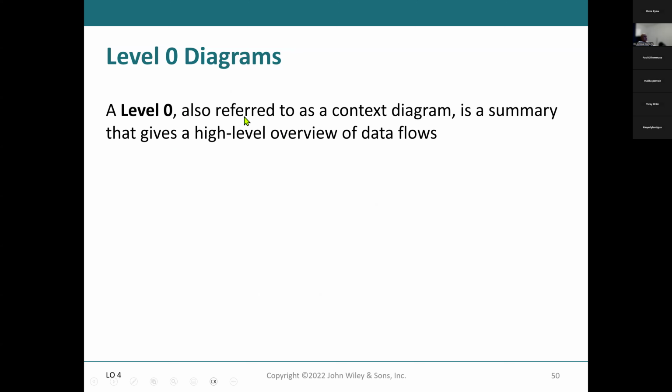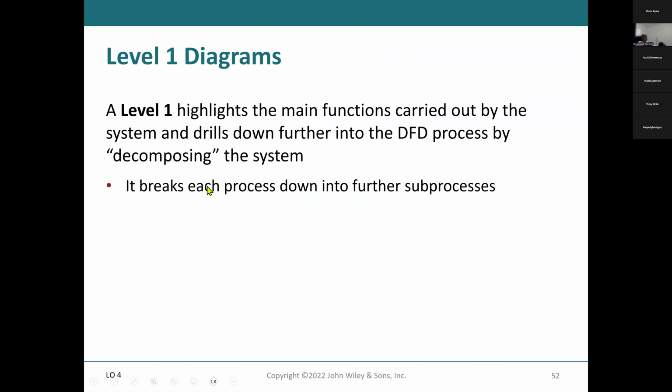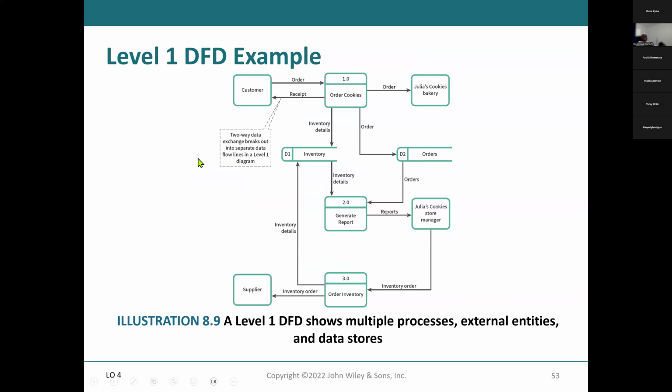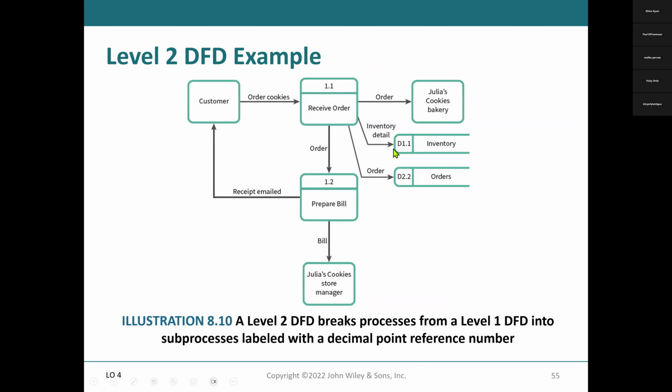So a level 0 refers to a context that is a summary at the highest level. So level 0, data flow diagram at a high level or at a broad level. Level 1 gives a few more details, decomposes it, and you can see an example of that in here. Level 2 will go even in more detail. And you just have an example of this.